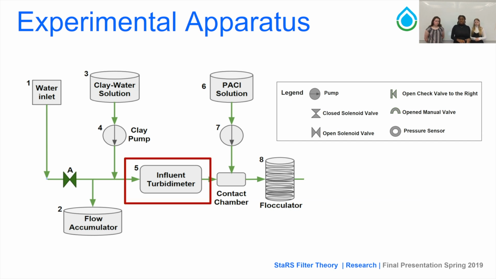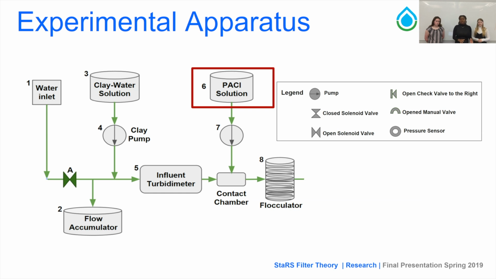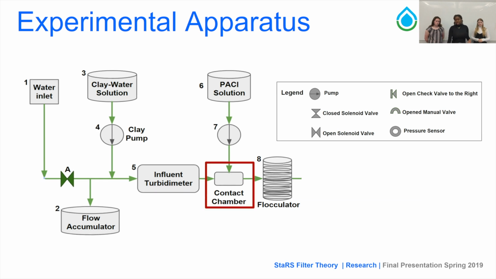And the influent turbidimeter is controlled through ProCoDa to make sure our influent turbidity is around 5 NTU, just so it can model also like the water that's coming into a filter at the time. And the PACl solution is also pre-calculated coagulant concentration coming into our system. And in the contact chamber is where the clay and the coagulant meet for the first time and flocs start to form. And then that process is exacerbated through the flocculator to create more flocs for our system.